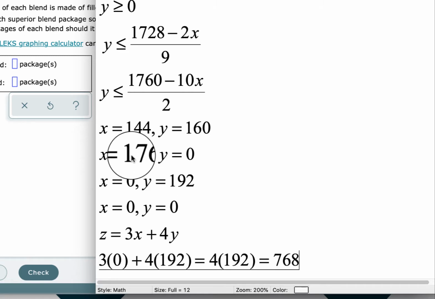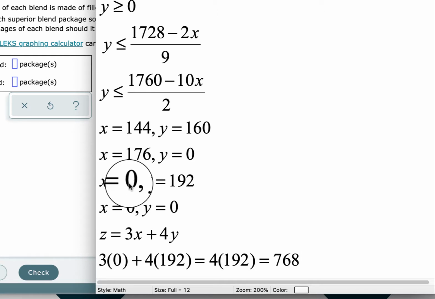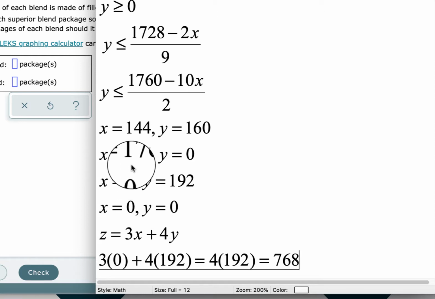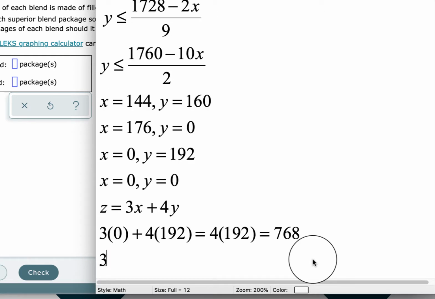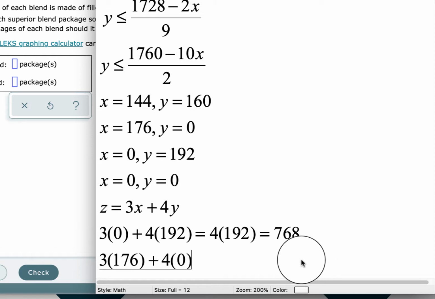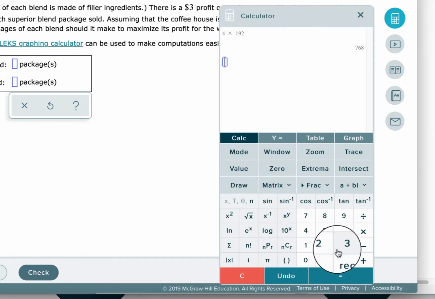Let's go ahead and substitute in our second ordered pair, which is, actually I'm working from the bottom up, aren't I? So I guess it is second, no matter whether you're going from the top to bottom. So let's substitute in 176 for x and see what happens. So 3 times 176. And then plus 4 times 0 is just going to give you 0. So we only need to do the 3 times 176. That's 528.